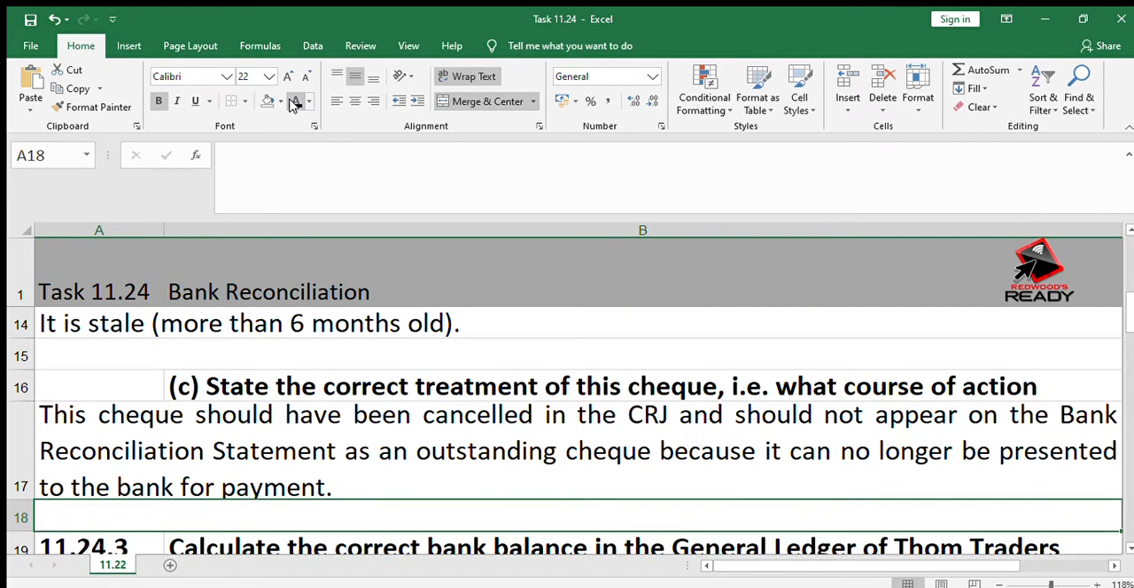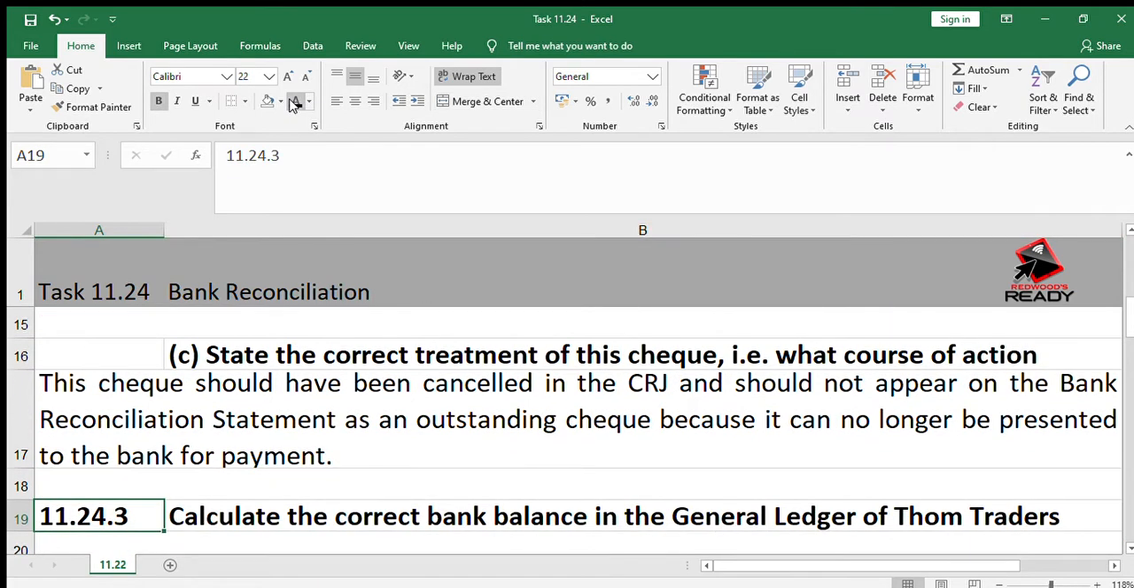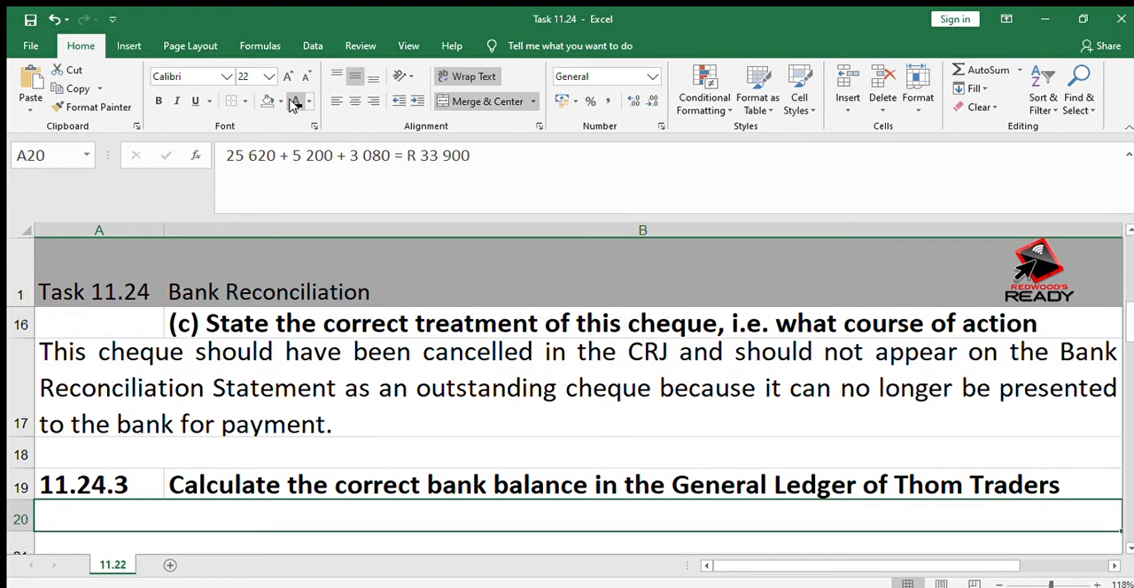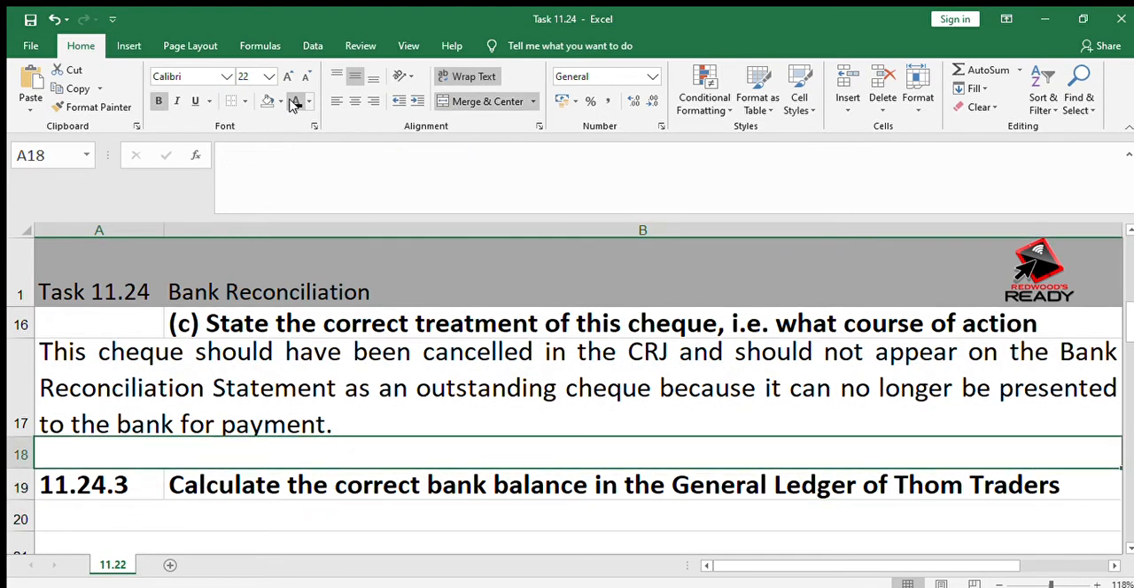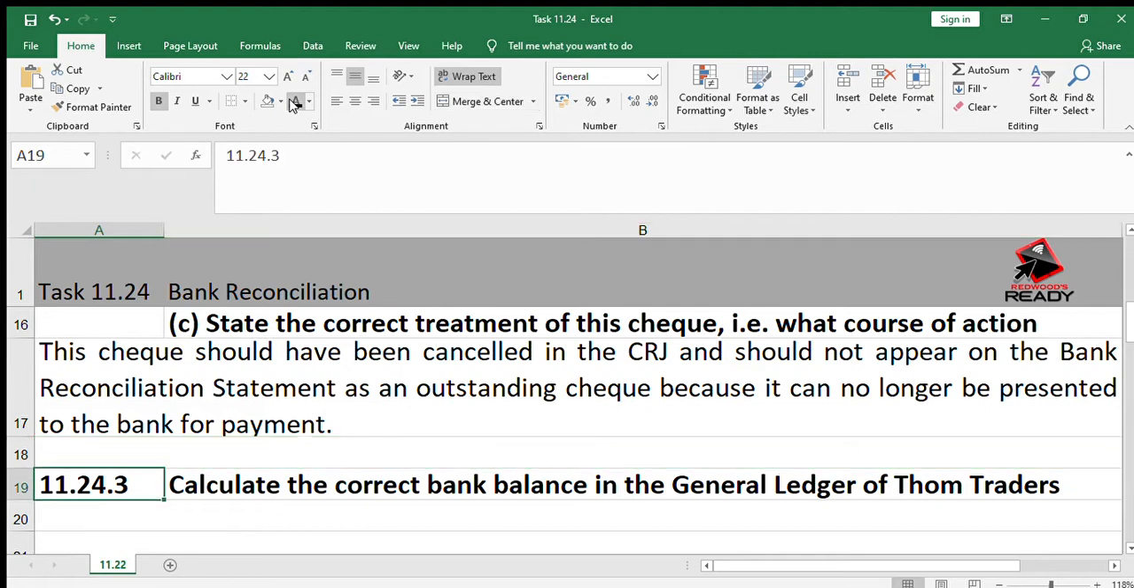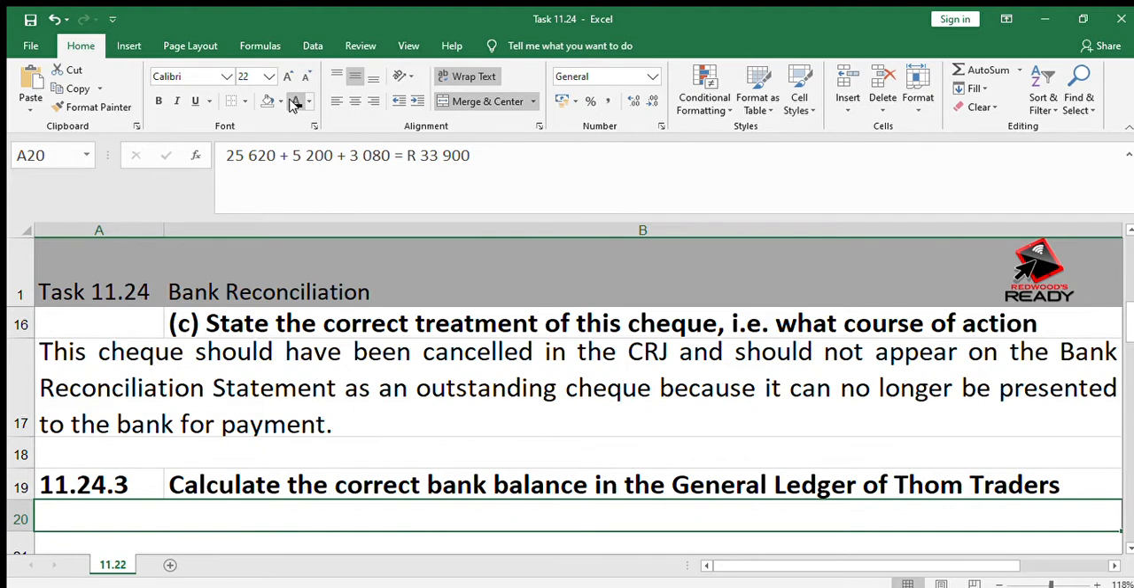Okay, 11.24.3, calculate the correct bank balance in the general ledger of Tom Traders once you have taken the correct action with regards to the check mentioned in 11.24.2. Okay, so basically we need to look at the bank reconciliation that's being given to us. We've got in the debit column 25,620. We're going to ignore 5,600. So after that 5,200 and 3080. That gives us an answer in the debit column of 33,900.